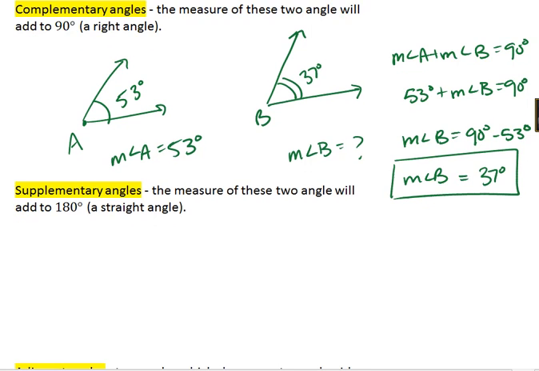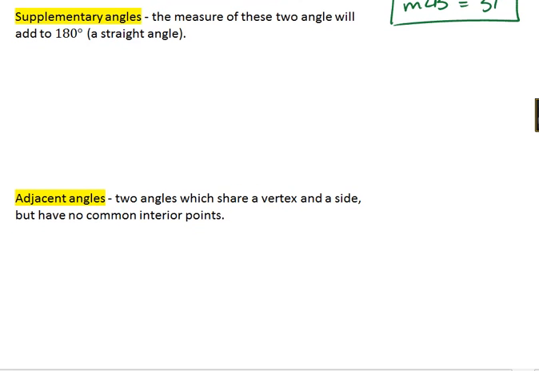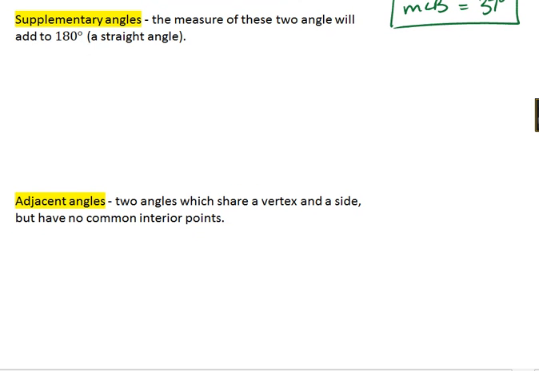Going on to our next special pair, we have supplementary angles. Supplementary angles are 2 angles such that the measure of each angle will sum to 180.